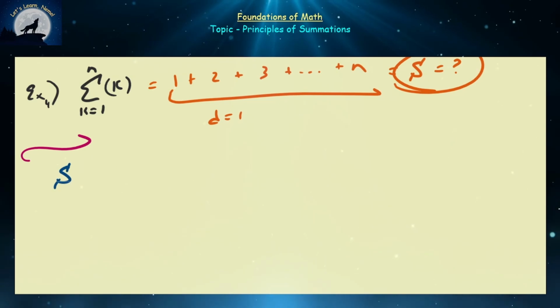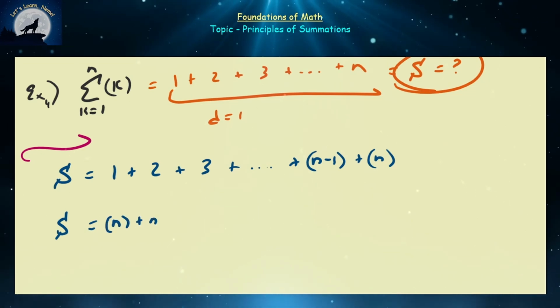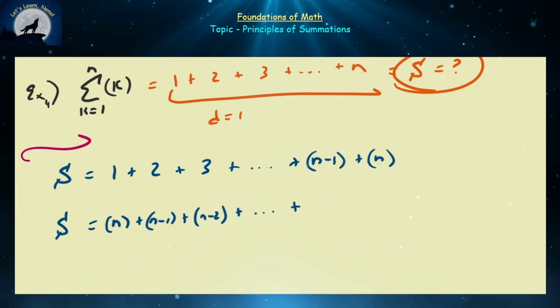So let's look at our sum s, which is equal to 1 plus 2 plus 3 all the way down to n minus 1, that's the penultimate term, and then finally the last term, which is going to be n. Now, I also want to look at this sum backwards, because keep in mind, addition is commutative in the set of real numbers. So instead of starting from 1 going up to n, I can start at n and go down to 1. So the first value is n, then n minus 1, then n minus 2, and that's going to continue all the way down to 2, and finally 1.